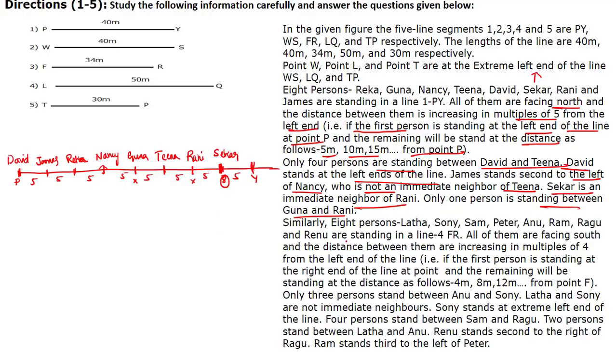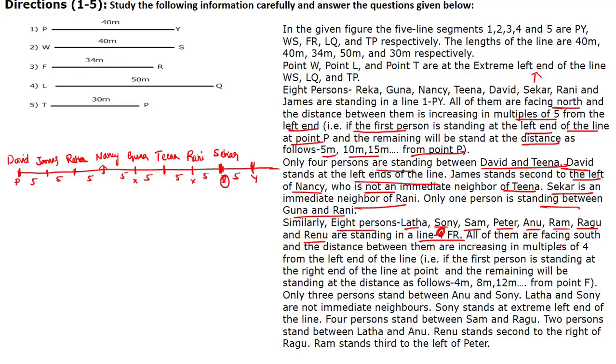Okay, now similarly, 8 persons, Lata, Soni, Sam, Peter, Anu, Ram, Raghu and Renu are standing in line 4 FR. Line 4 is, sorry, it has to be line 3. Sorry for this. So they are standing in line 3 FR. There is some typing error here. This has to be line 3 FR. The distance between F and R is 34 meters.